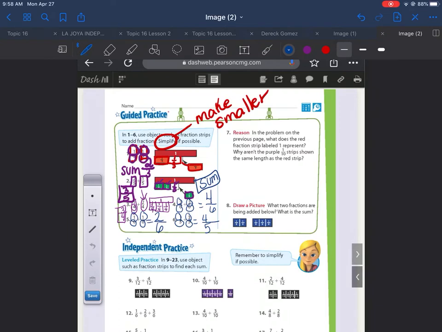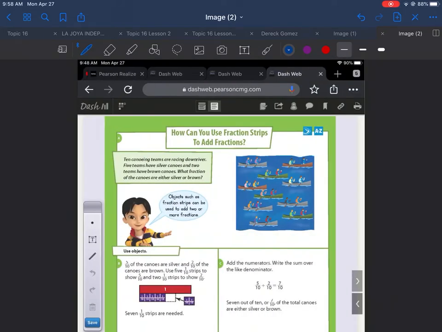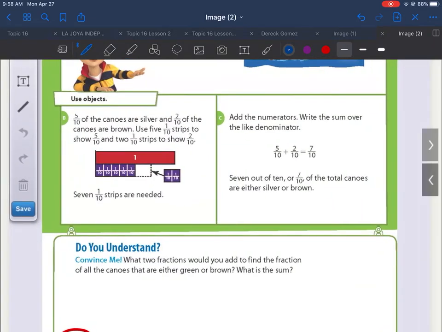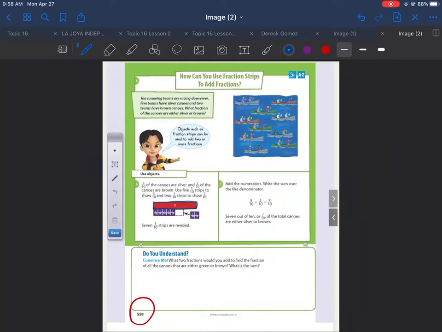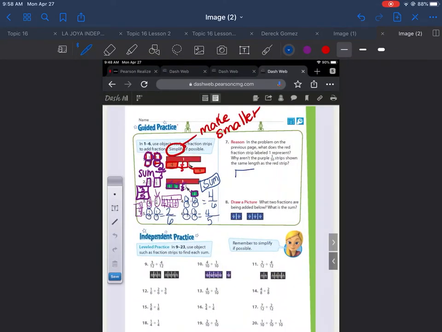Number 7. In the problem on the previous page, what does the red fraction strip label 1 represent? Why aren't the purple 1/10 strips shown the same length as the red strip? So we're going to go back. It's asking me, what does the 1 represent? Remember that when we're talking about fractions, the 1 represents the whole, because fractions are part of a whole. That's what the 1 represents. The 1 is meaning the whole thing.